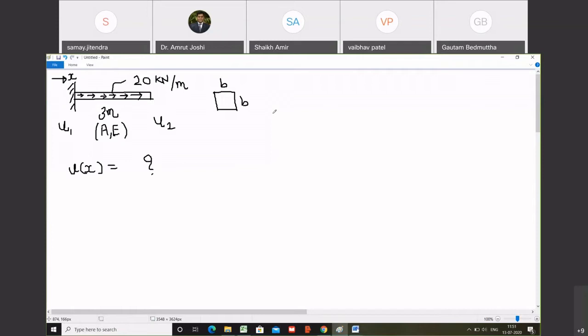And the material of which the bar is made up of is given as E here. So do you understand? This E stands for the material of which the bar is made up of. So the bar is defined by its geometry, that is length 3 meter, cross-sectional area A and cross-sectional shape square, and material E. That's how we define a bar.